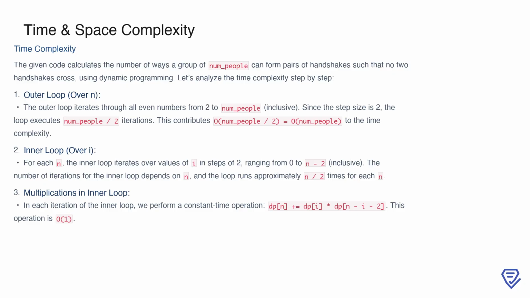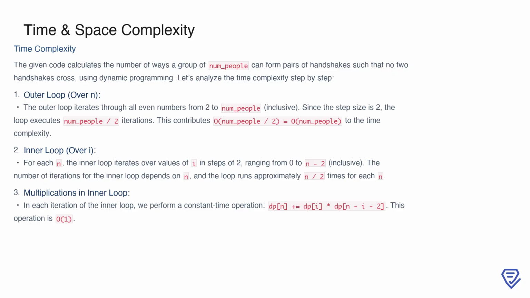To analyze the time complexity of the given solution, we need to break it down into its components. First, consider the outer loop, which iterates over all even numbers from 2 up to number_people. Since the step size is 2, the loop performs number_people / 2 iterations, contributing a time complexity of O(number_people). Next, the inner loop comes into play for each value of n.